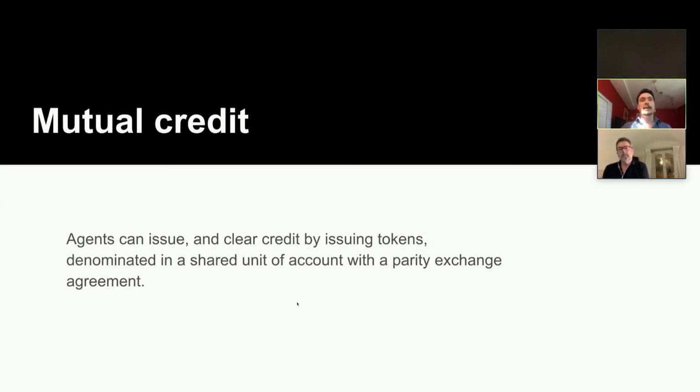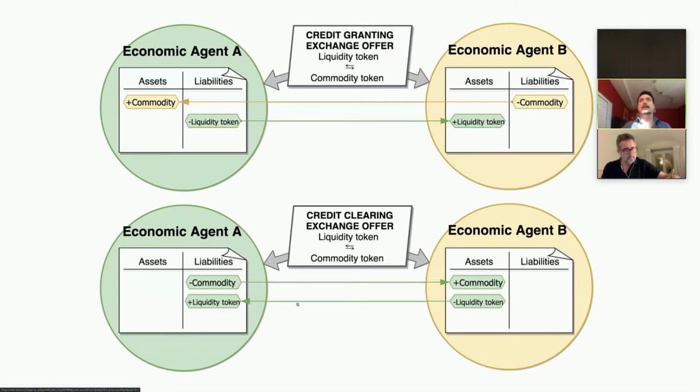So mutual credit, again, can be built easily on top of this protocol. In this case, agents can issue and clear credit by issuing tokens denominated in a shared unit of account with a parity exchange agreement. It is nothing else, again, than a certain kind of tokens being recorded on economic agents' ledgers, in which, for instance, for credit granting, an exchange offer is made for a commodity token in exchange for a liquidity token. This is the act of issuing credit, basically. And this constitutes payment.